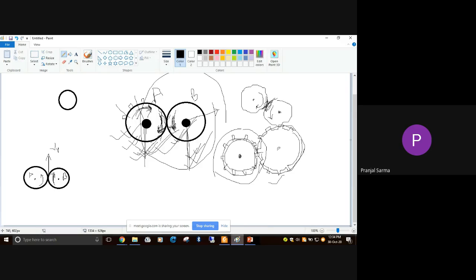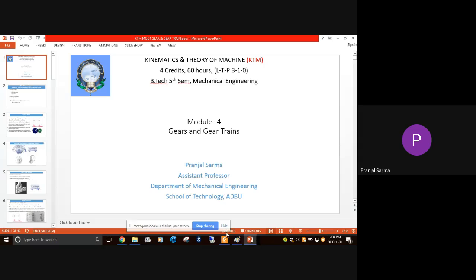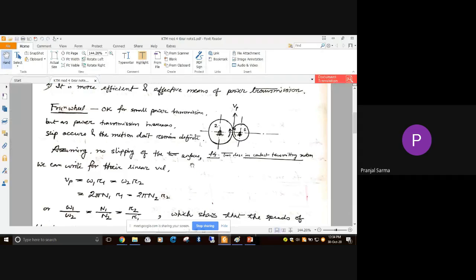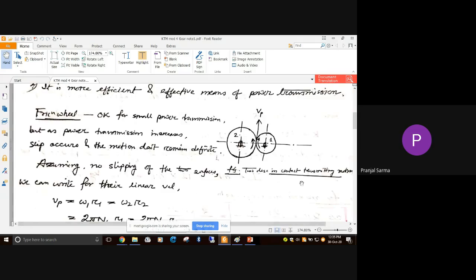So now with respect to that only we are discussing. Whenever there is no slipping between the two surfaces, then we can talk about their linear velocity, and it will be the same for both of them. So we are discussing it with vp, v suffix p. So vp will be the same for both the driver and the driven. Now how can we write this vp, that is the linear velocity?